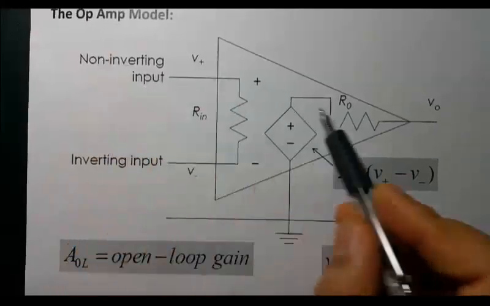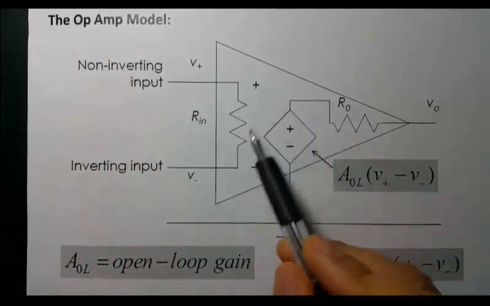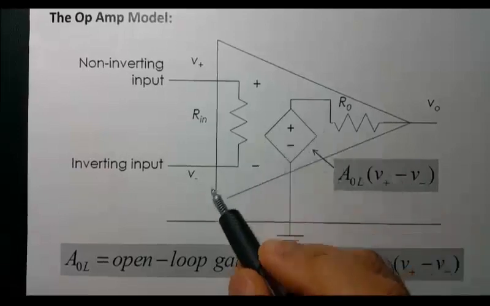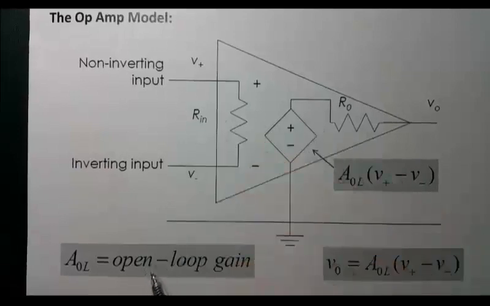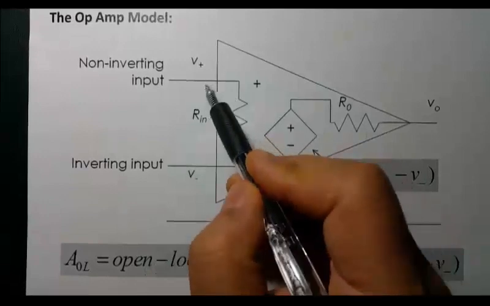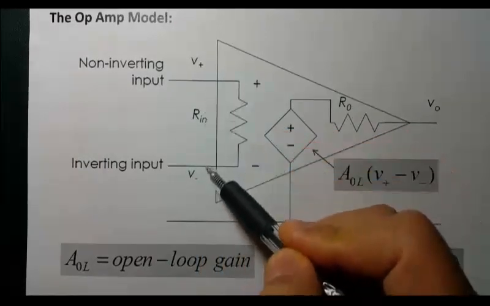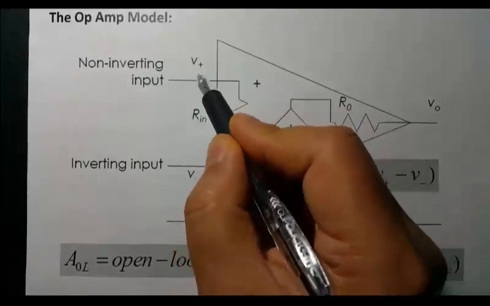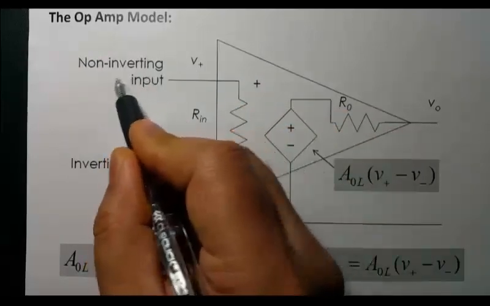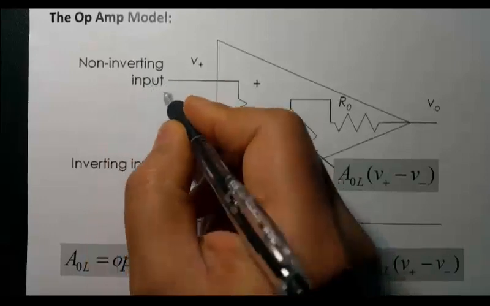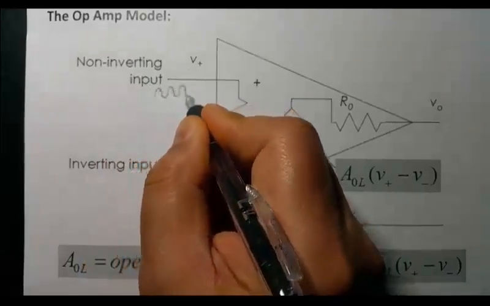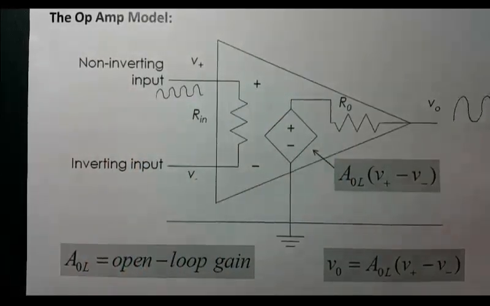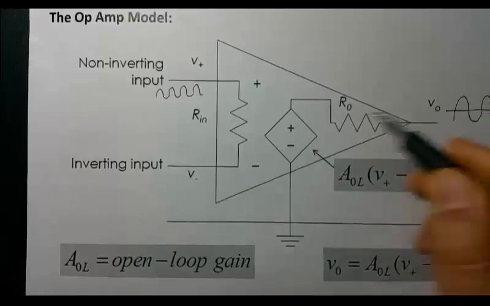Here's the symbol for our op-amp, the operational amplifier. It has basically 3 terminals in the symbol: 2 input terminals and 1 output. The first one is the V plus input. This is also called the non-inverting input, because if you apply a signal to be amplified, the output will be in phase. The output will be the amplified signal, but in phase.